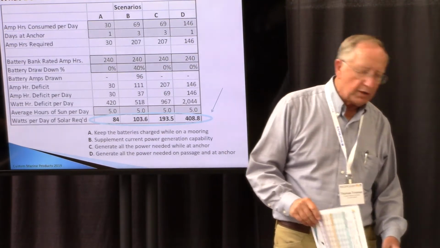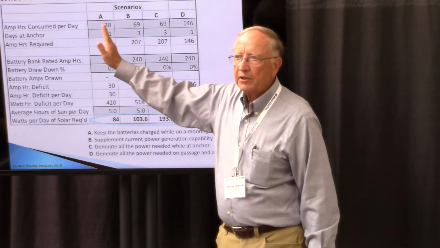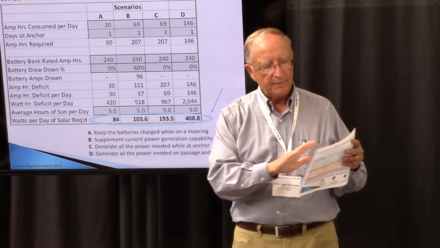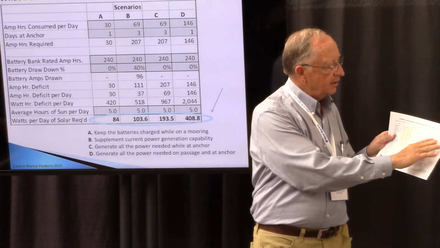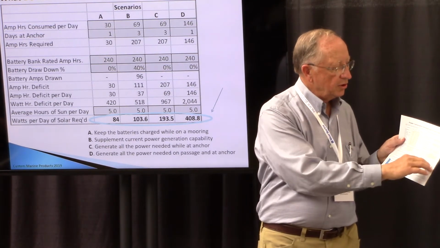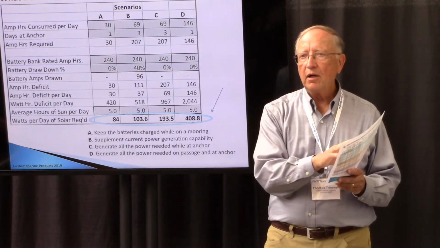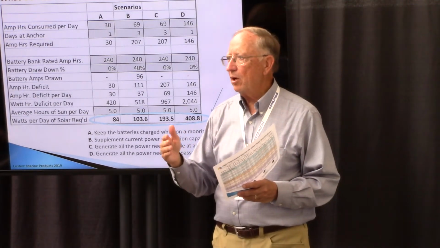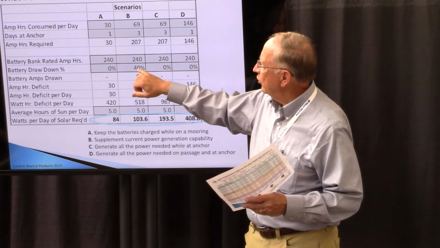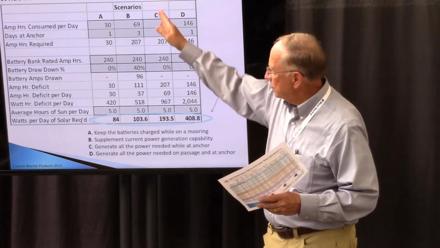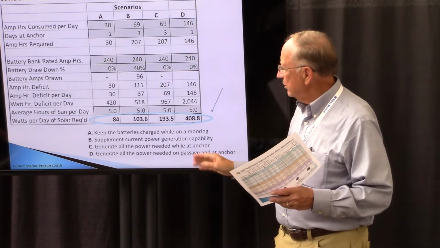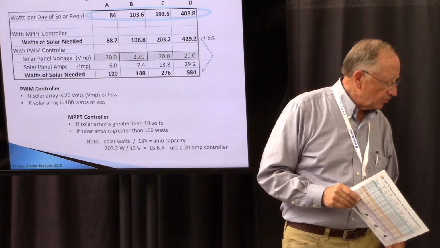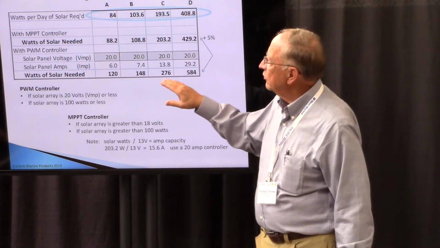I'm going to just take you through this very quickly. We talked about the 4 scenarios, and I put them on the worksheet on the left-hand side here, so that we can compute some different scenarios: if I'm on a mooring, if I just want to supplement my power and draw my batteries down to 40%, or if I want to 100%. Underway. So I'm not going to take you through all this detail. We're running out of time, but one final thing is the solar controller.